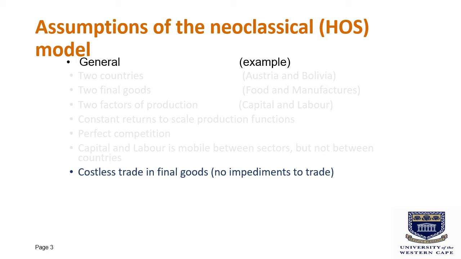We also have costless trade in final goods. Both the Ricardian model and the HO model have this costless trade in final goods assumption. While the gravity model does discuss the idea that there are certain things that impede trade, and they do mention it, is it factored into the model? In terms of the formula, no. The formula of a gravity model only considers distance and the size of the countries, right? The size of the country's GDP.